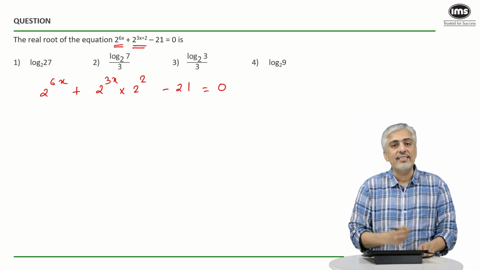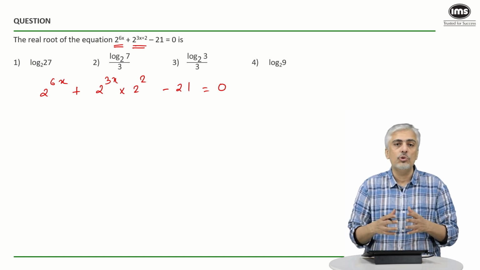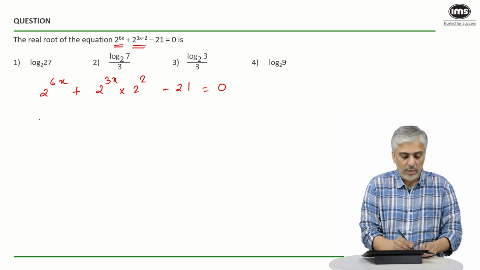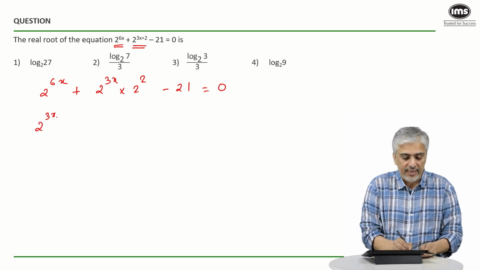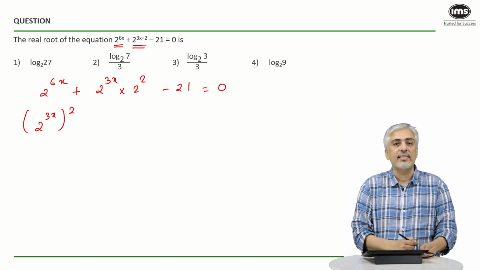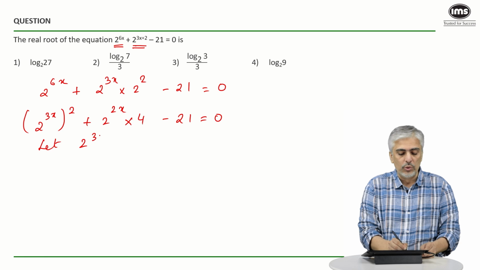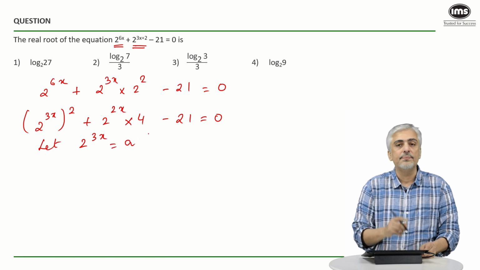Now 2 raised to 6x can be written as 2 raised to 3x, the whole raised to 2, right? So I can write this as 2 raised to 3x and then raised to 2, because 3x into 2 is 6x. While this remains as it is, you can make this 4, minus 21 is 0. And now say let 2 raised to 3x be equal to a.